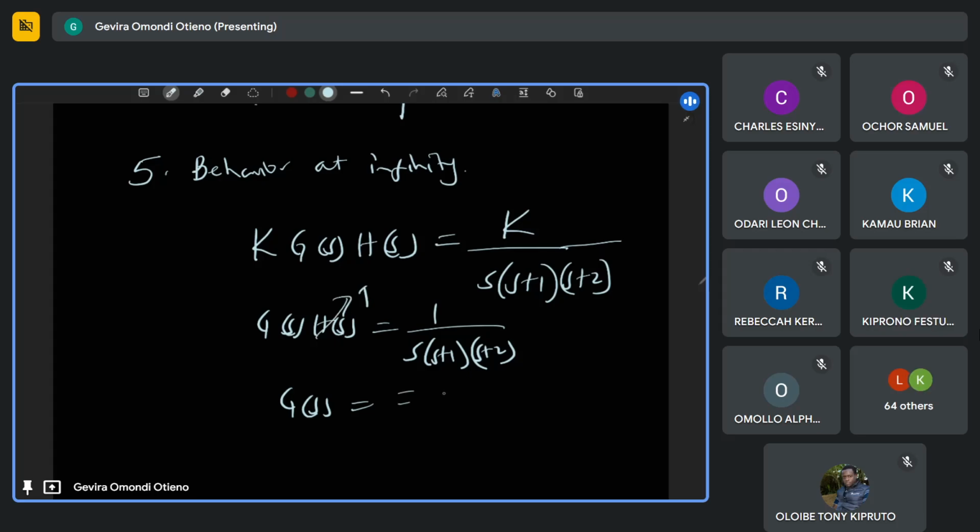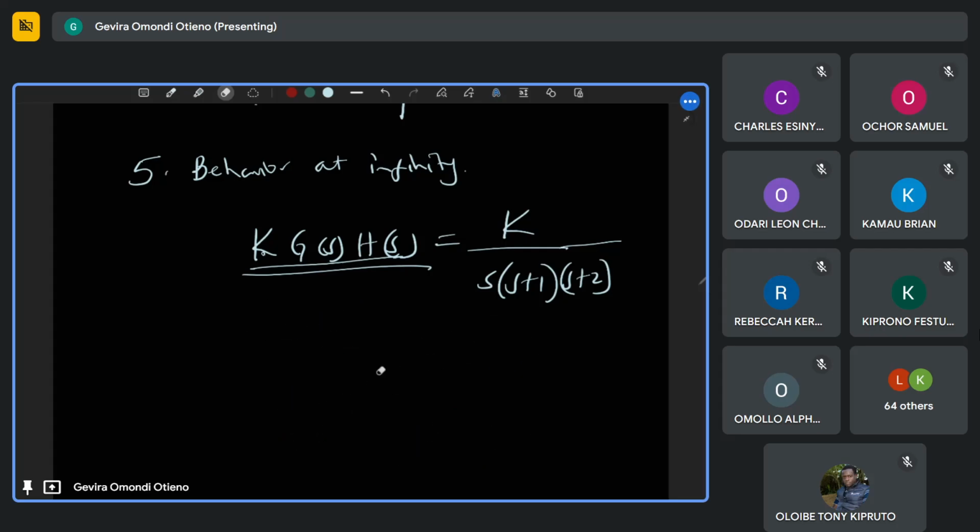So I simply have 1 over s(s+1)(s+2). It's the same thing as writing this, and this are the same, notice, except if I want to introduce gain and also if I want to introduce the unity feedback system. But it's one and the same thing. This is just the more comprehensive illustration. But anyway, let's carry on.